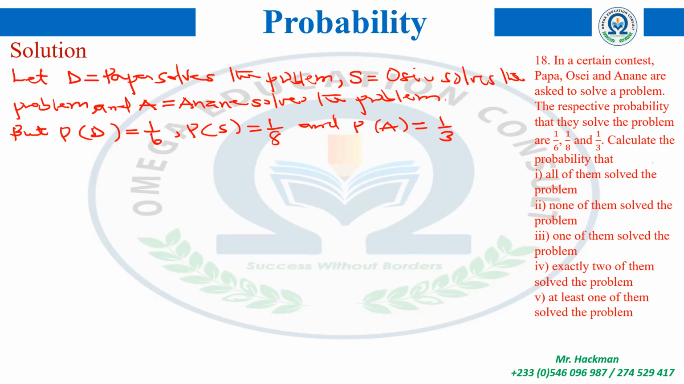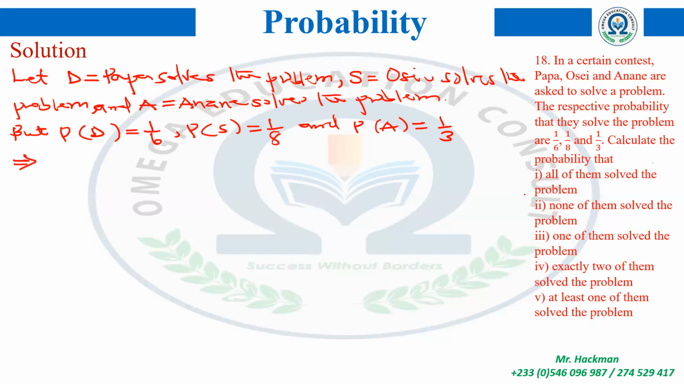From the question, we know we need the complement. That is the negative of what? That is D not solving, Papa not solving, which is what we have here. Then Ose not solving, then Anani not solving. That will be the complement. Remember, "not" will bring us the complement. So it means now I can write this implies.